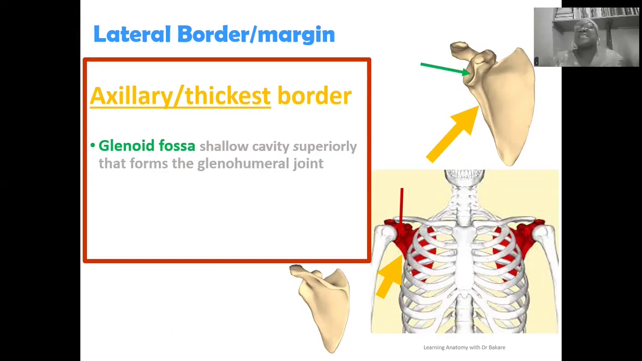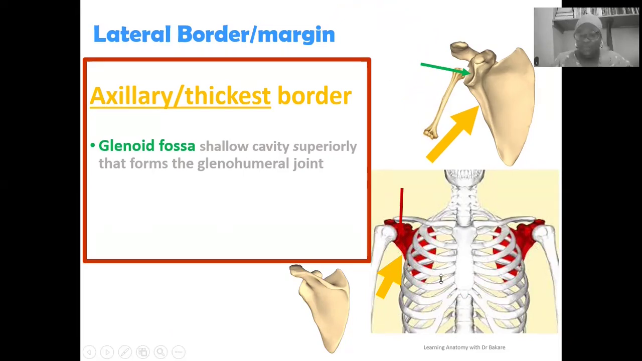And this is what creates the accommodation site for the head of the humerus. This is what receives the head of the humerus, and this contact point creates the glenohumeral joint. That said, all we need to do is to always break down the name, glenohumeral joint: gleno from glenoid cavity, then humeral for humerus.